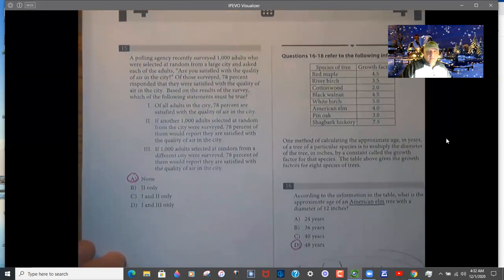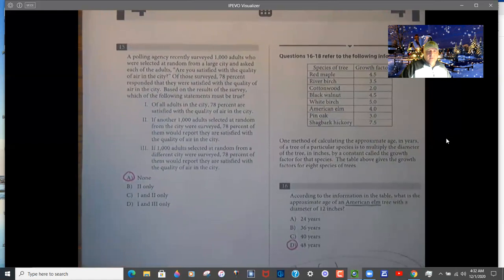So 15, based on the results of the survey, which of the following statements must be true? Of those surveyed, you took a sample of 1,000, 78% responded that they were satisfied with the quality of air in the city. Okay, so 780 of those people said they were satisfied out of the 1,000. So of all adults in the city, 78% are satisfied with the quality of air in the city.